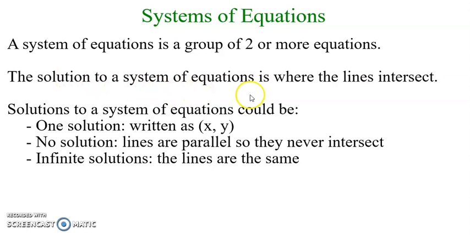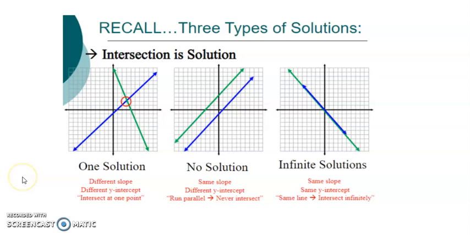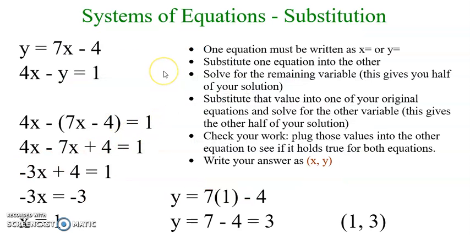And the solution could be a number of different options here. For the most part, we're just going to have one solution. That's where the lines intersect. But sometimes we will get equations that have the same slope, so they're parallel, they're never going to intersect, so we have no solution. Or we've got two lines that are the exact same, they overlap, and so they have an infinite number of solutions. So let's go ahead and look at our example.